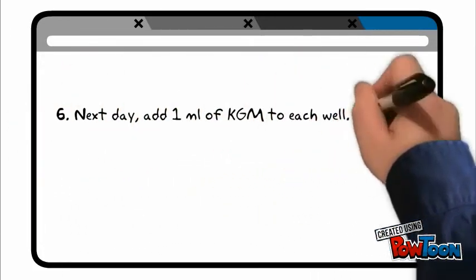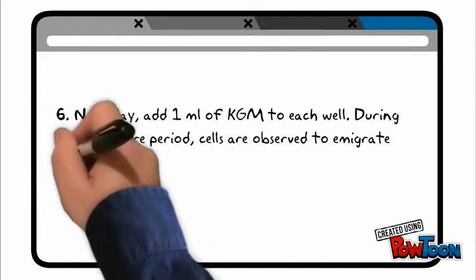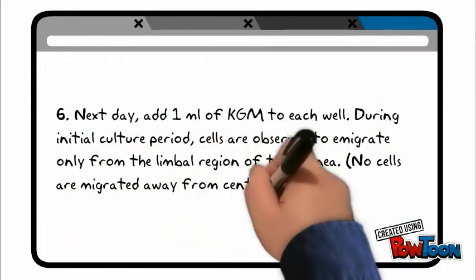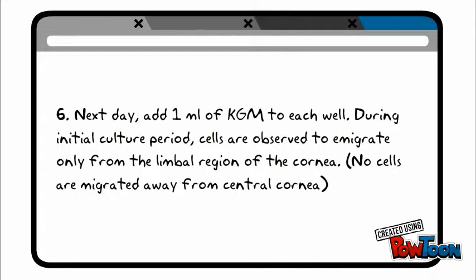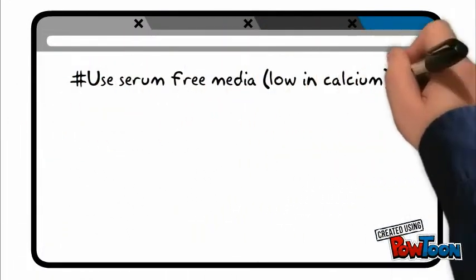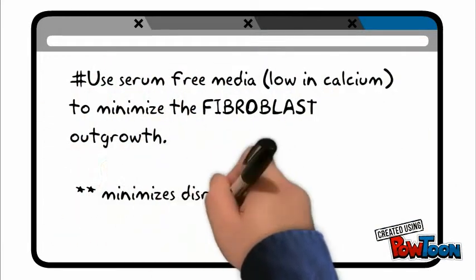The next day, add 1 ml of keratinocyte growth medium to each well. During the initial culture period, cells are observed to migrate only from the limbal region of the cornea. Use serum-free medium, which is low in calcium, to minimize fibroblast outgrowth.